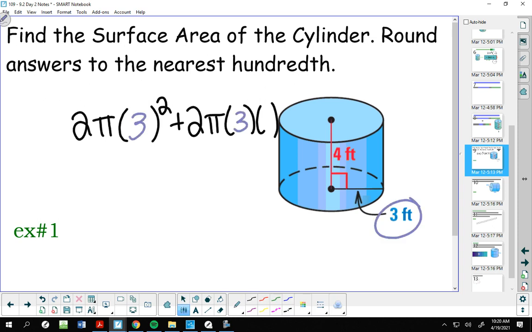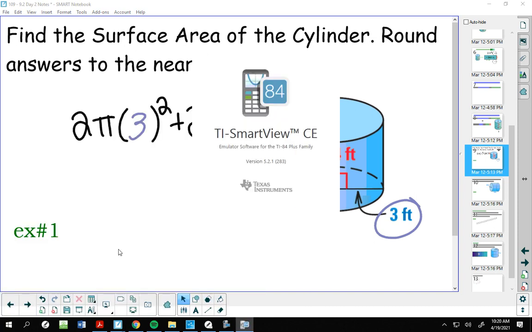And the height of our cylinder is 4. So we're just going to type that in our calculator in one step. I actually think it's easiest to use the pi button on your calculator. I'd much rather have you use that than using 3.14 and rounding. It's just more exact when you use the pi button. So I'm going to show you how to use that.